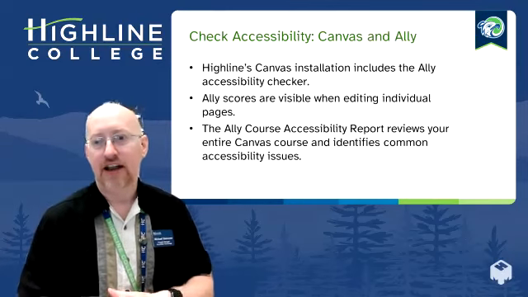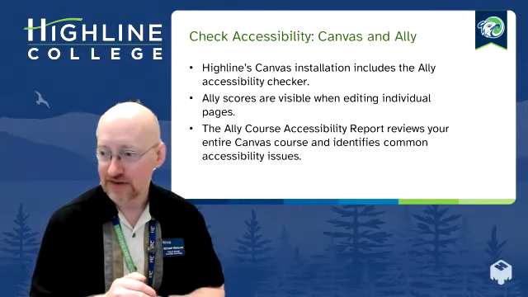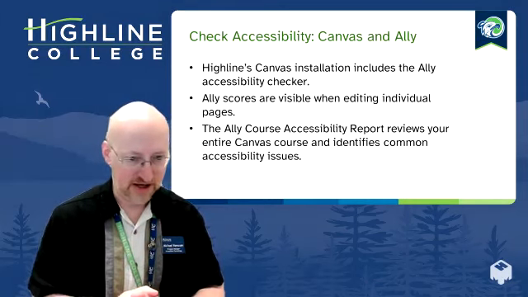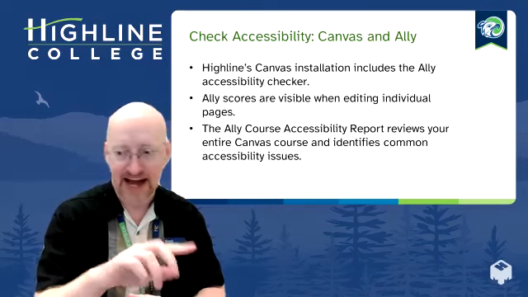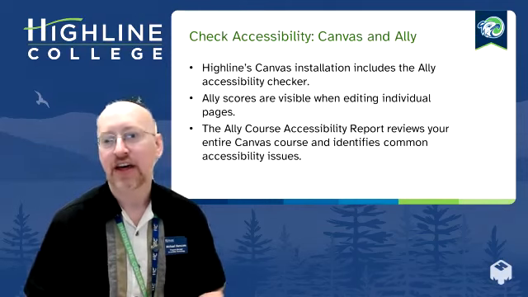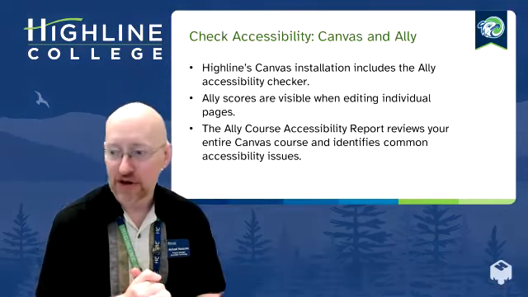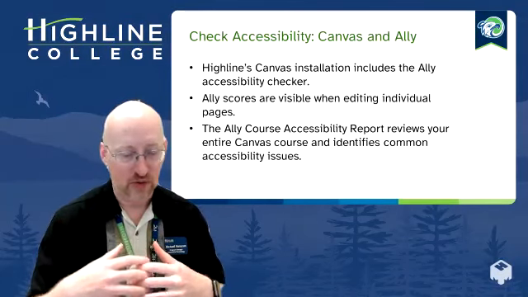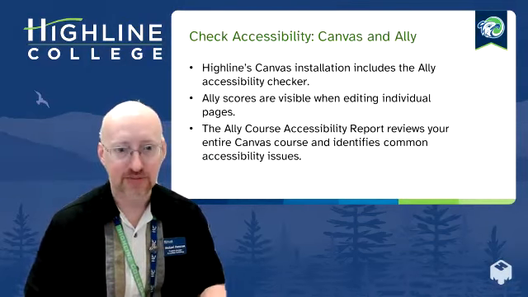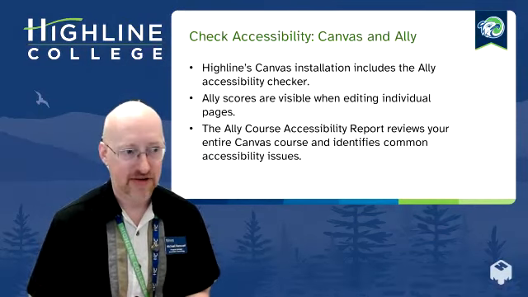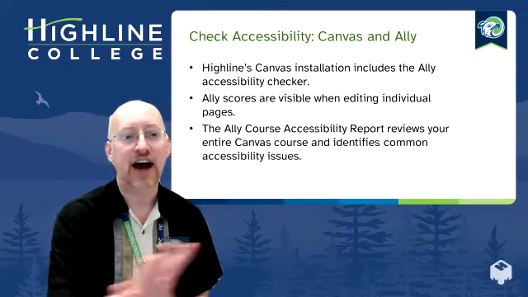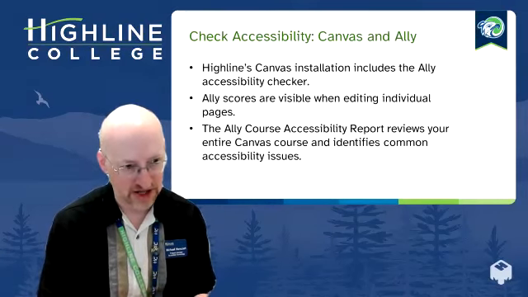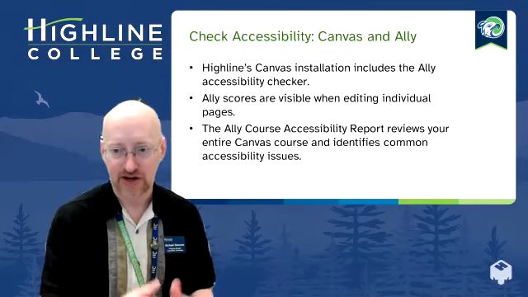In addition to that, Highline subscribes to something called the Ally Accessibility Checker, and that's the little meter, the green, yellow, red speedometer or gas gauge, however you want to describe it. Those scores are visible as you edit pages. And then, so you've got that little meter as you're editing a page, but then there's also a course accessibility report that lets you look at your entire Canvas course and get a score for the whole thing and drill down to individual items that need to be fixed page by page.